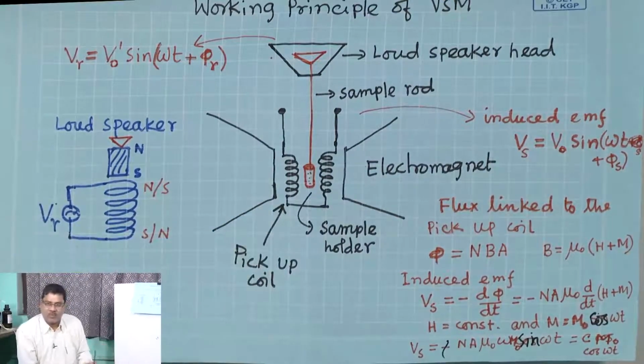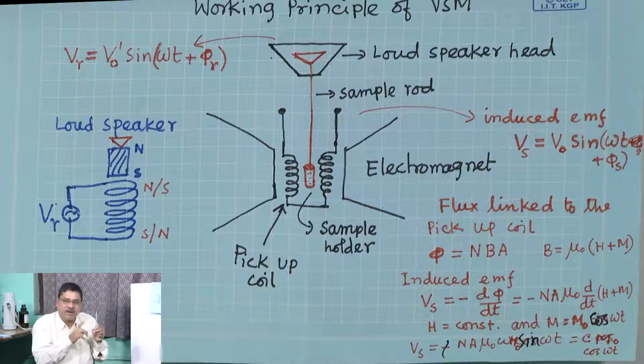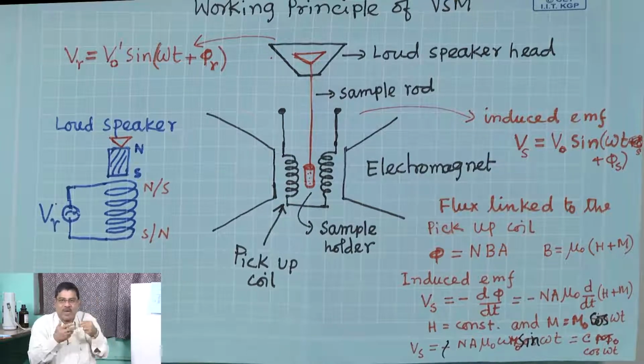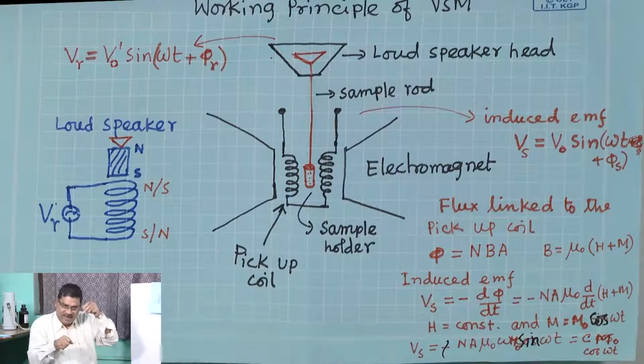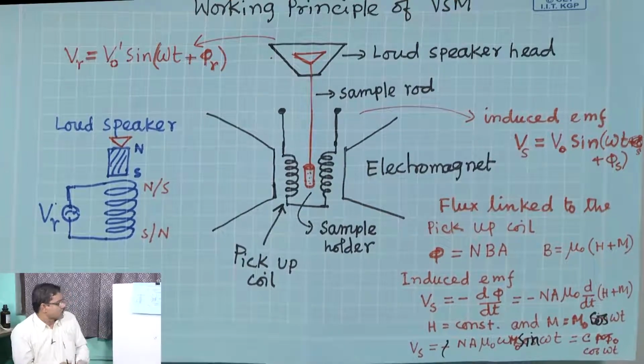It is called VSM. Why it is called VSM? Now it is clear, because the principle of this magnetometer is that vibrating of the sample is the main part. If the sample does not vibrate, you will not get any induction, you will not get any voltage, although you have magnetization. So, VSM, vibrating sample magnetometer. That's why this is the name.